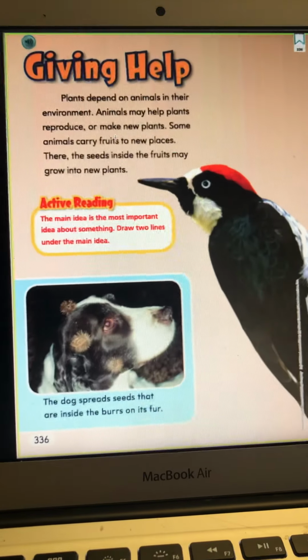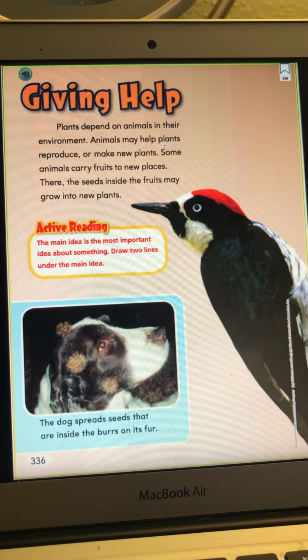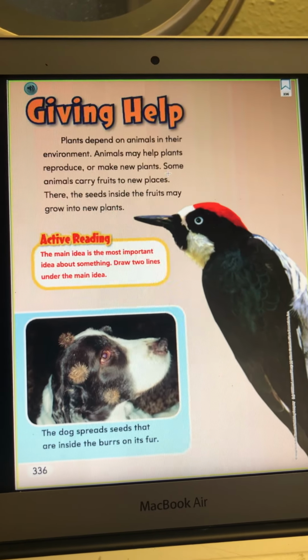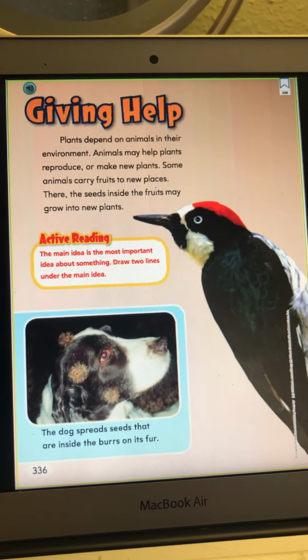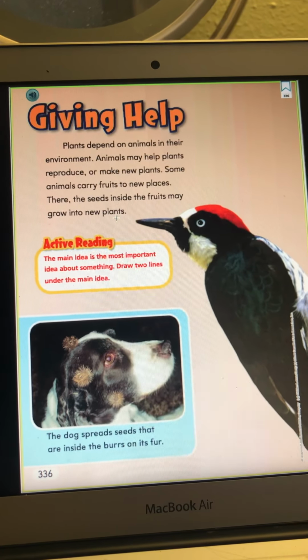Giving help. Plants depend on animals and their environment. Animals may help plants reproduce or make new plants. Some animals carry fruits to new places. There, the seed inside the fruit may grow into a new plant.